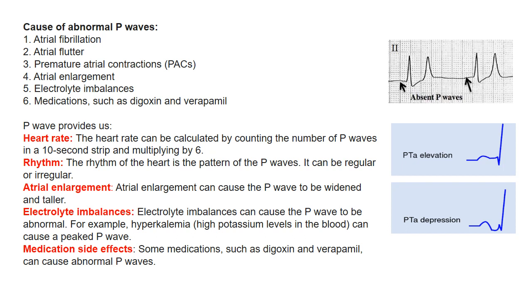Atrial enlargement. Atrial enlargement can cause the P wave to be widened and taller. Electrolyte imbalances. Electrolyte imbalances can cause the P wave to be abnormal. For example, hyperkalemia, high potassium levels in the blood, can cause a peaked P wave. Medication side effects. Some medications, such as digoxin and verapamil, can cause abnormal P waves.